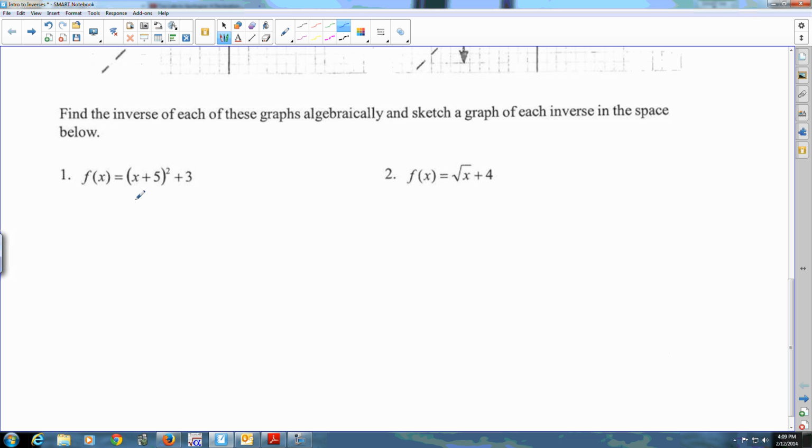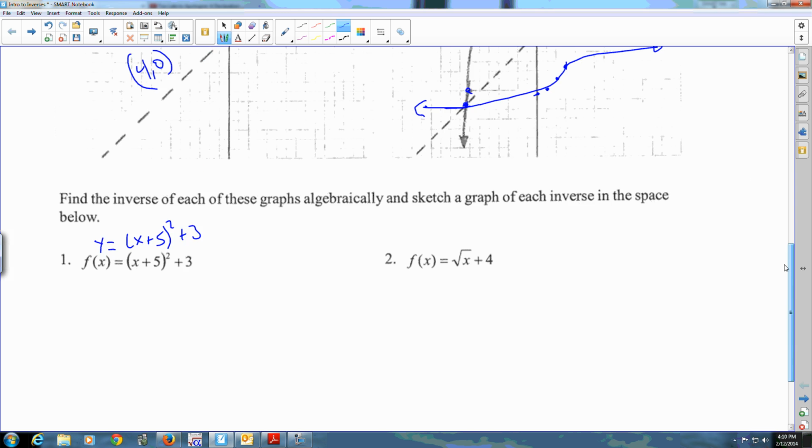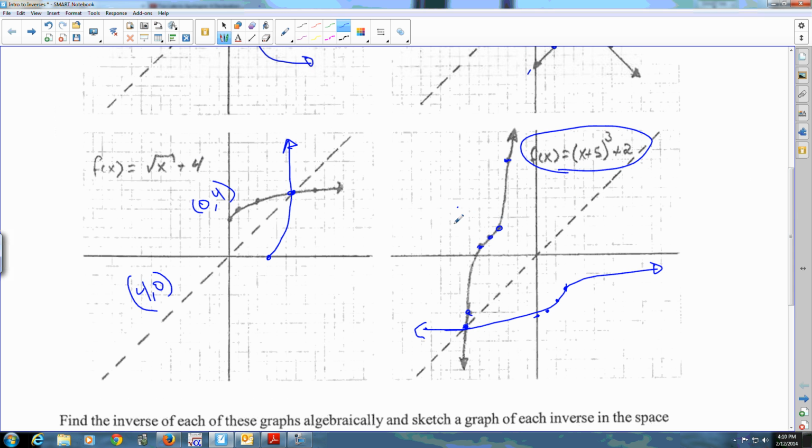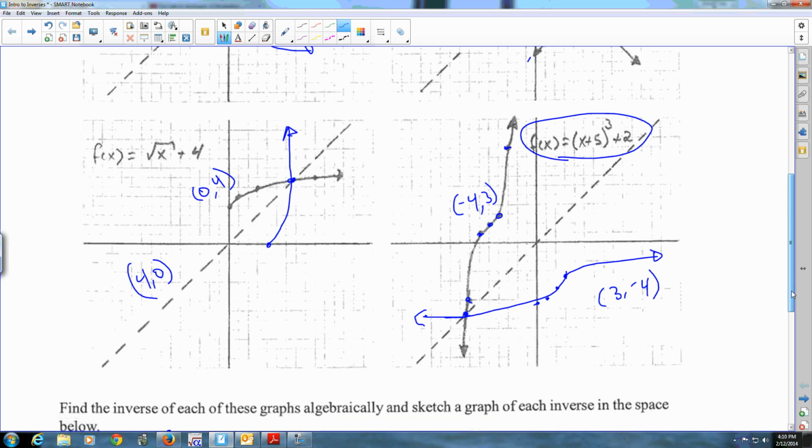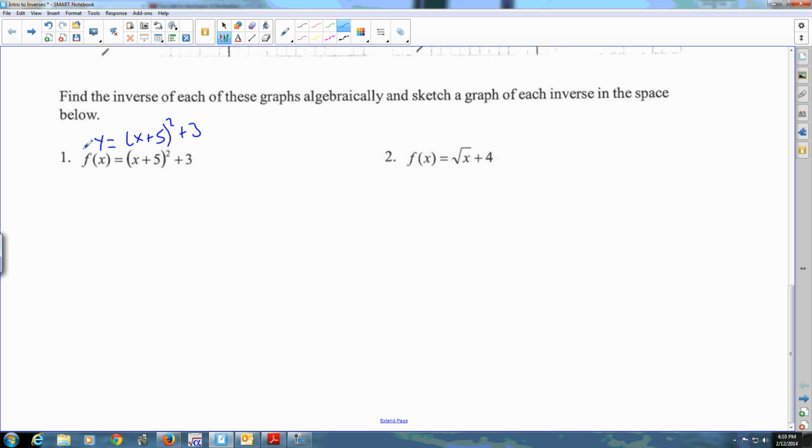The algebraic way of doing it is, in days of old, like 2 months ago, you guys used to think of this as y is equal to (x plus 5) squared plus 3. So f of x is really just your y value. And up here, what I was doing was taking the coordinate, say for example, (-4, 3), and I switched the x and y to get (3, -4). You physically switch the x and y to get the inverse. So that's what you do.